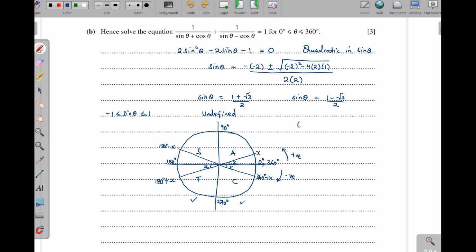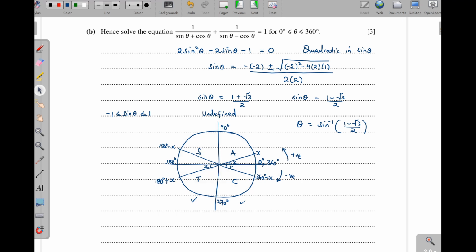Now, our theta here is going to be equal to the arc sine of 1 minus root of 3 over 2. Now, ignore the negative. You first get the acute angle, okay? When we ignore the negative, we get the acute angle.